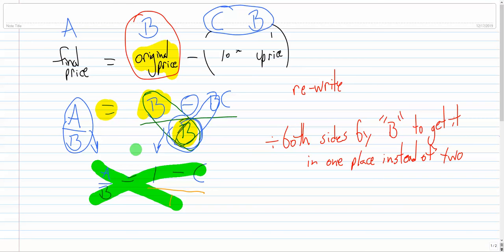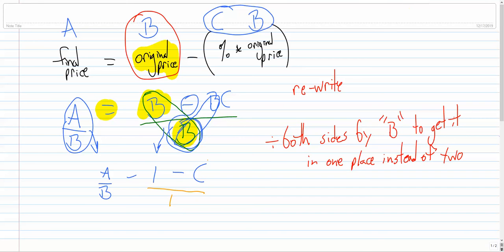Those highlights are kind of ugly, so let me get rid of them. Sorry, I keep messing up like that. The program's acting funny. But anyway, when you cross multiply, you've got the top of one side times the bottom of the other. So A times 1, that's just A. And then you've got B times the other side. So you've got B times 1 minus C.